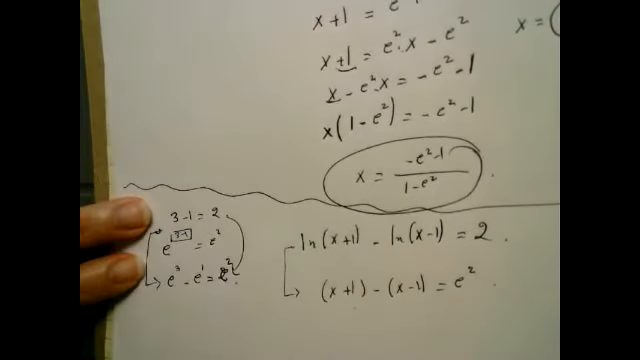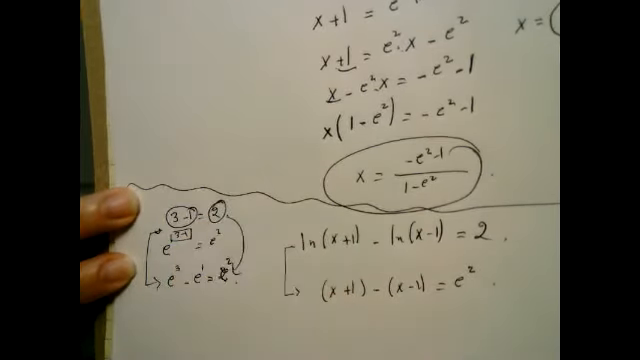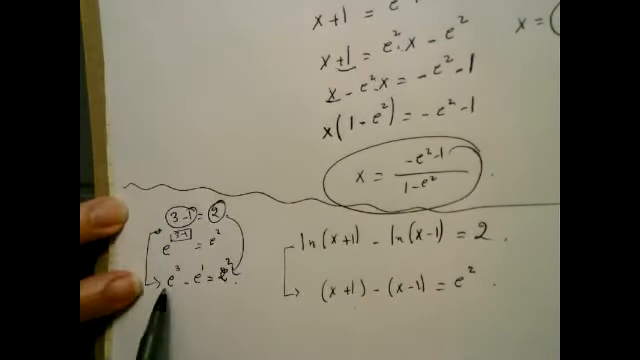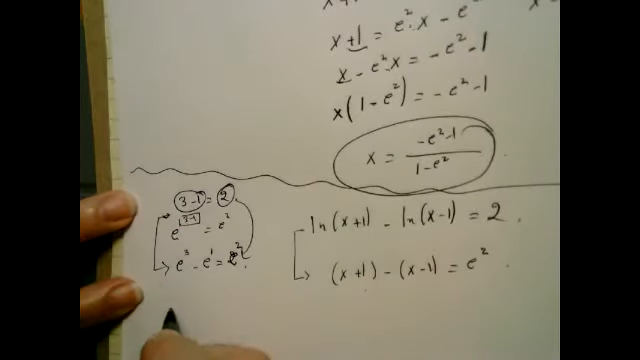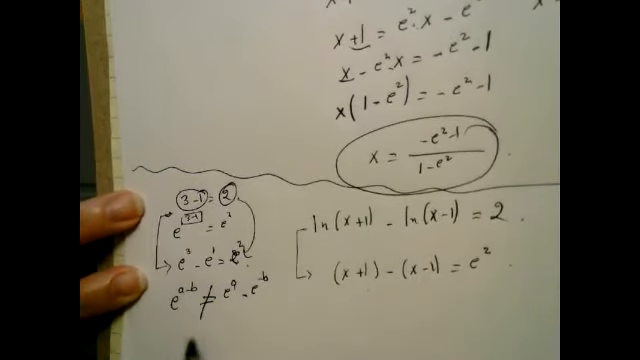This step is not correct. If 3 minus 1 is equal to 2, it means e to this power equals e to this power. It's not e squared minus e to the minus 1, because e to the a minus b is not e to the a minus e to the b. We cannot break this. e to the a minus b is e to the a over e to the b.